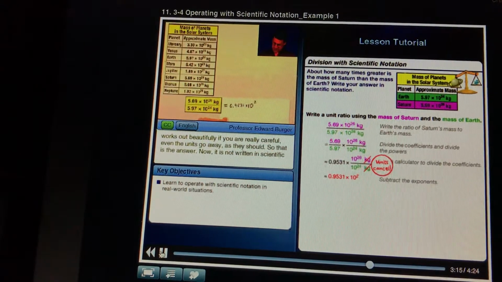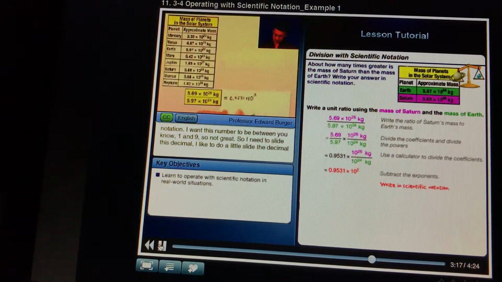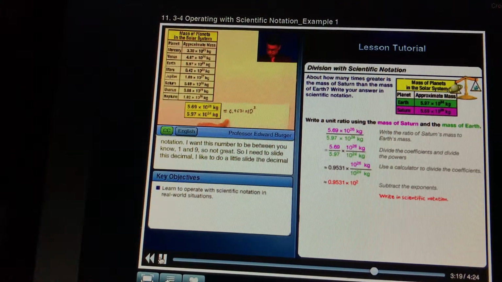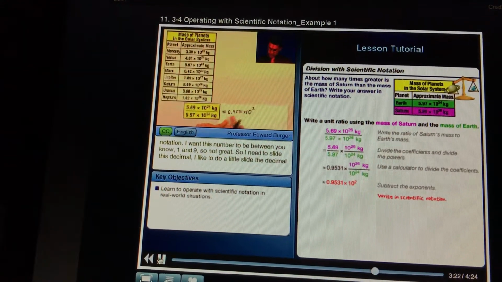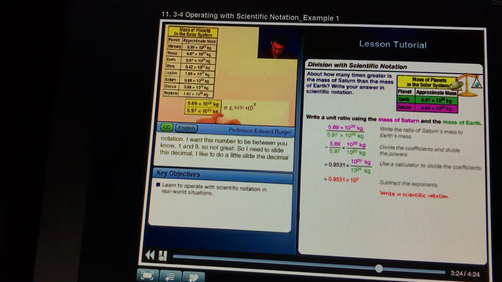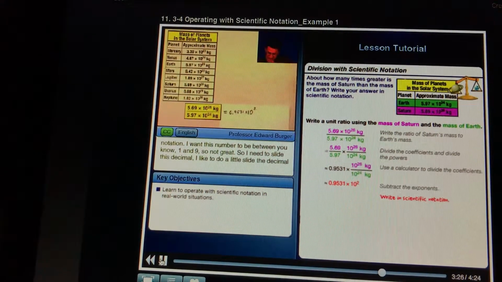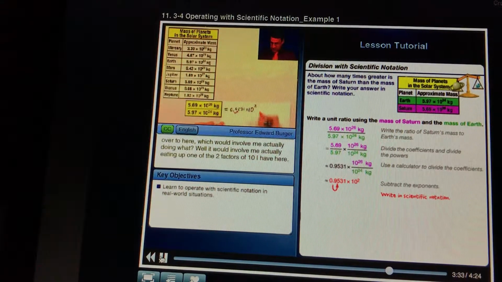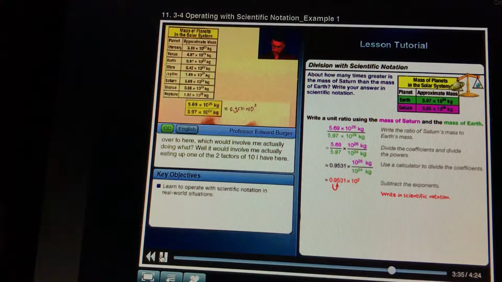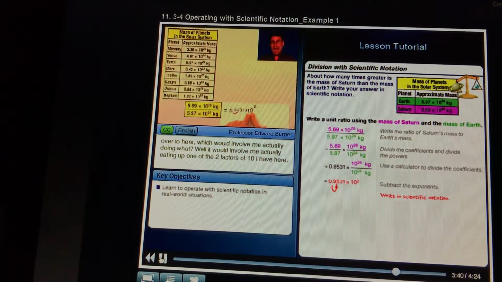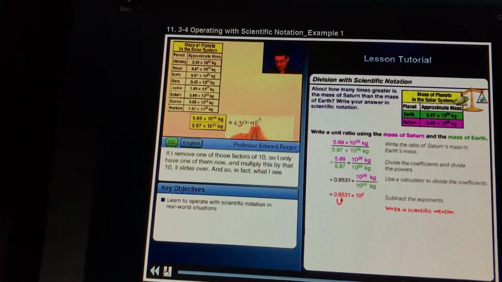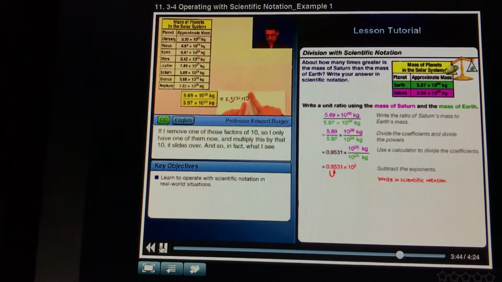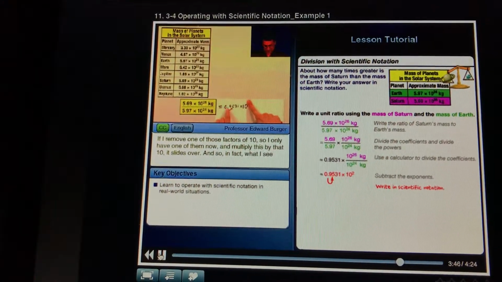Now, it's not written in scientific notation. I want this number to be between 1 and 9, something. So not great. So I need to slide this decimal over. I'd like to do a little slide, a little slide of the decimal over to here, which would involve me doing what? Well, it would involve me eating up one of the two factors of 10 I have here. If I remove one of those factors of 10, so I only have one of them now, and multiply this by that 10, it slides over.